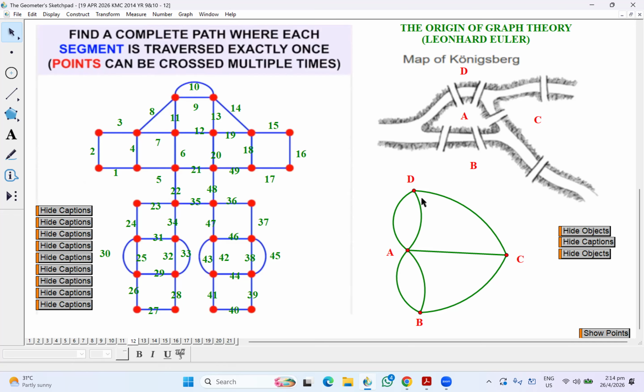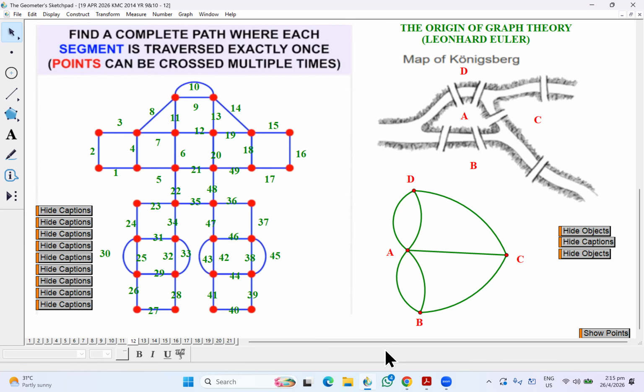You go in, you can never walk all the bridges exactly once. You have to repeat. Once you go in, you come out. Later you go in, you have no way to come out. The bridge is already used. So that is the origin of graph theory. Graph theory has some applications, but we will go to the next question.